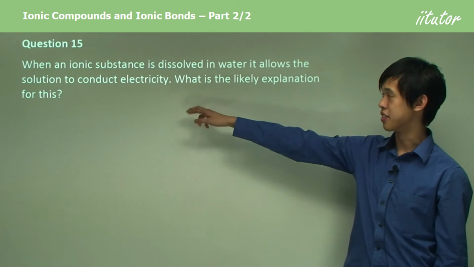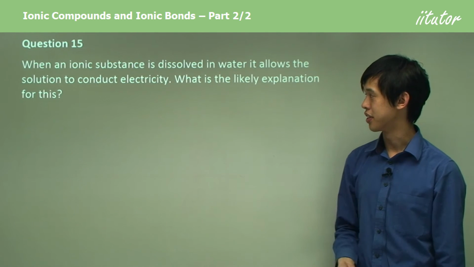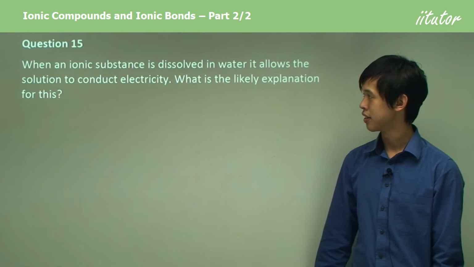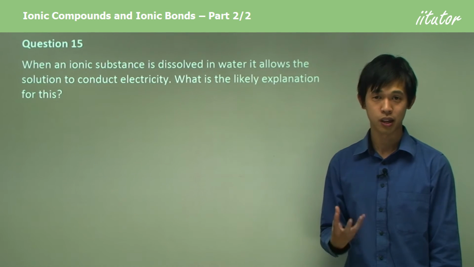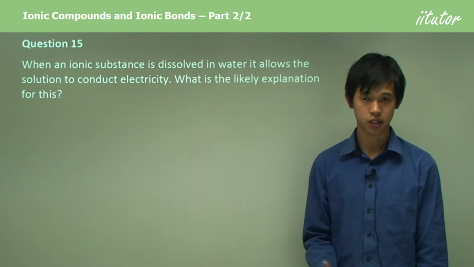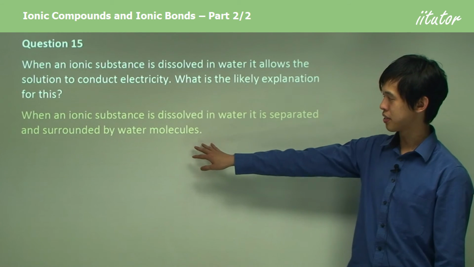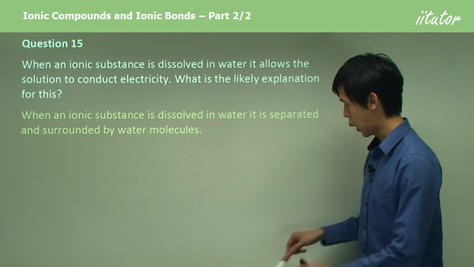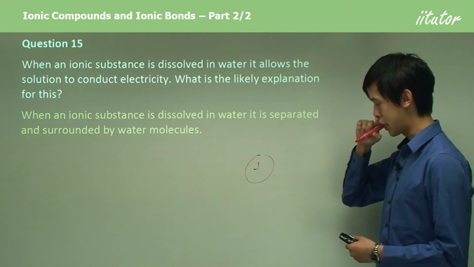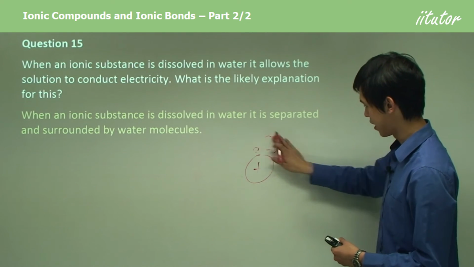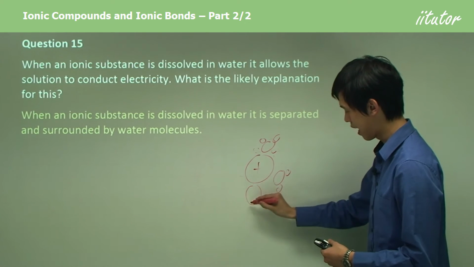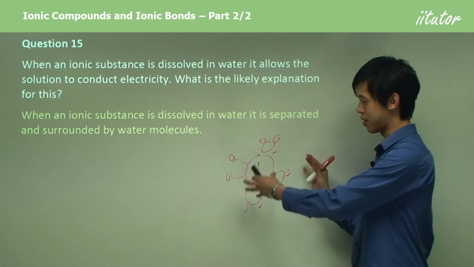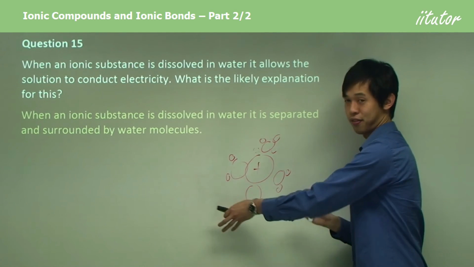So when an ionic substance is dissolved in water, it allows the solution to conduct electricity. So why is this happening? What's the likely explanation for this? So when we actually dissolve salt in water, it actually improves the conductivity of that water. So what's going on? So when an ionic substance is dissolved in water, it is separated and surrounded by water molecules. So if we had a positive ion here, what would happen is that these little Mickey Mouse water molecules would surround the positive ion and actually keep it separated from the negative ion.